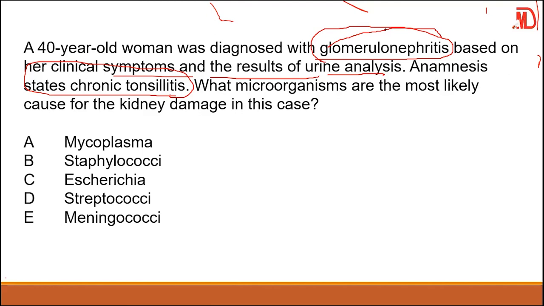Post streptococcal glomerulonephritis usually occurs two or three weeks after undertreated or untreated chronic tonsillitis in general. So what microorganism is it, if you can tell the right diagnosis? The answer is D. Streptococcus. All right.